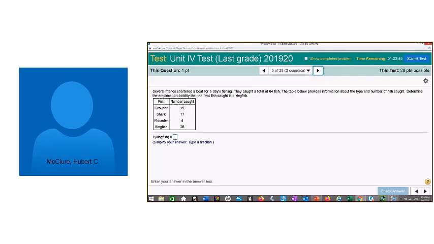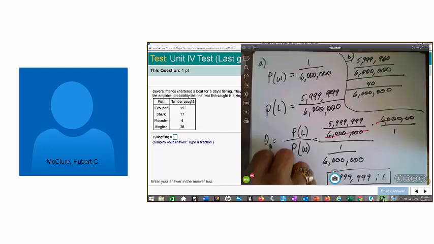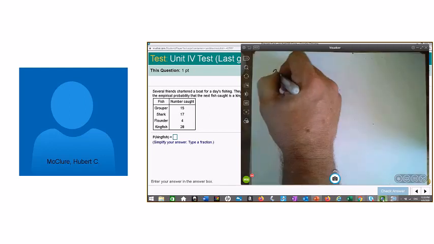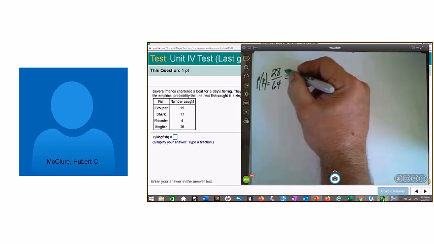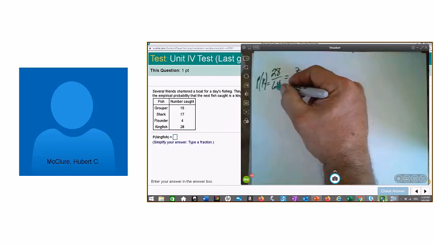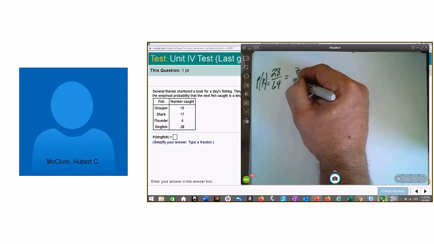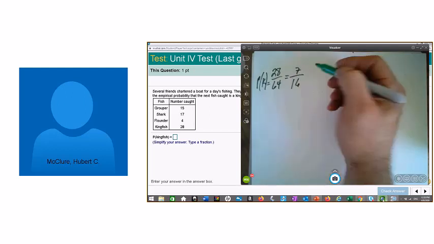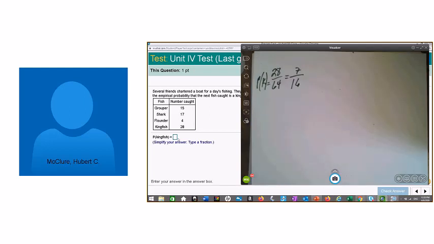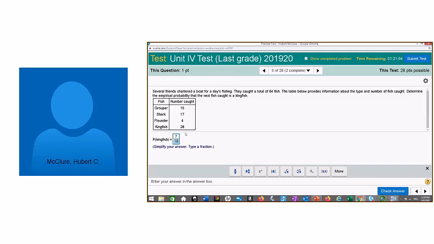Okay, several friends chartered a boat for a day's fishing. They caught a total of 64 fish. The table below shows the catch. Determine the empirical probability that the next fish caught is a kingfish. Well, that would be 28 over what? 64. So 28 over 64. The probability of a kingfish is 28 over 64, which I know 4 will go into 28 7 times. 4 will go into 64 16 times. So it'll be 7 over 16. 7 divided by 16, and let's check that. Feel good about ourselves.